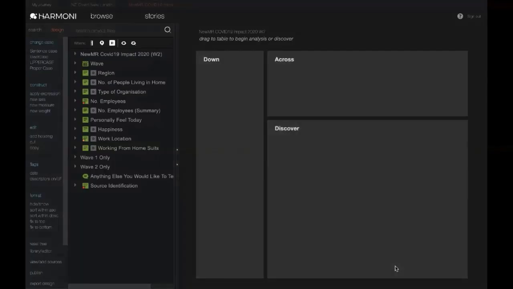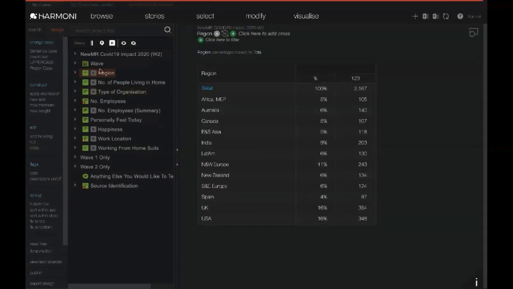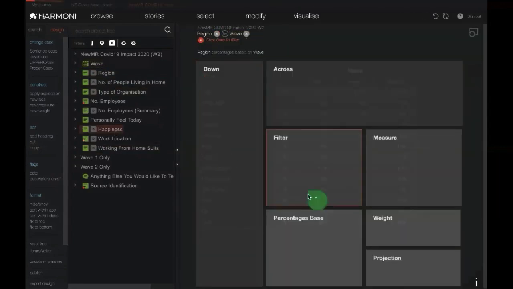Thanks a lot, Ray. So here we are in Harmony, and as Ray promised, I'm going to take us through two exception examples. One based on New Zealand and the other based on what is it that makes us as research professionals better off or worse off now compared to pre-pandemic. So this first analysis I'm going to do is looking at region and wave, and I really want to have a look at the key variable in this study, which is the happiness.